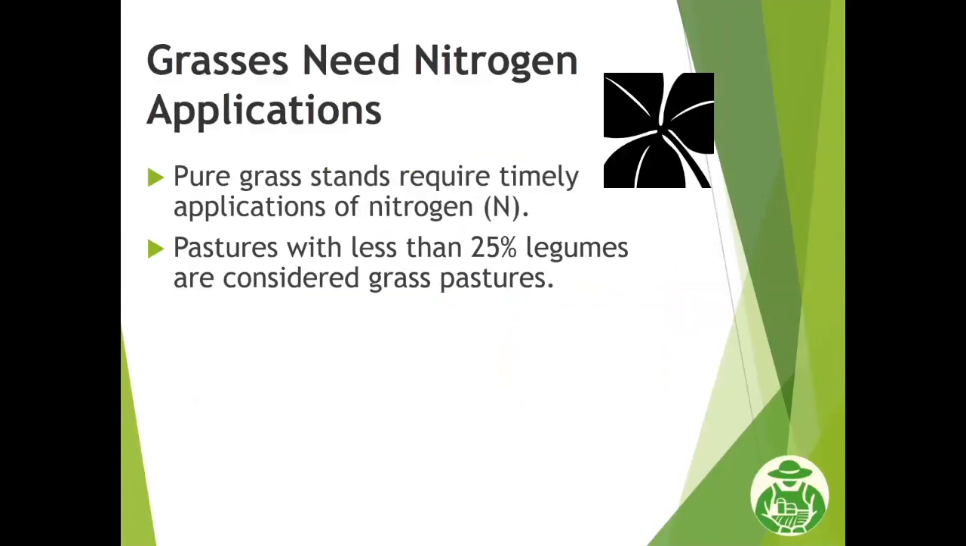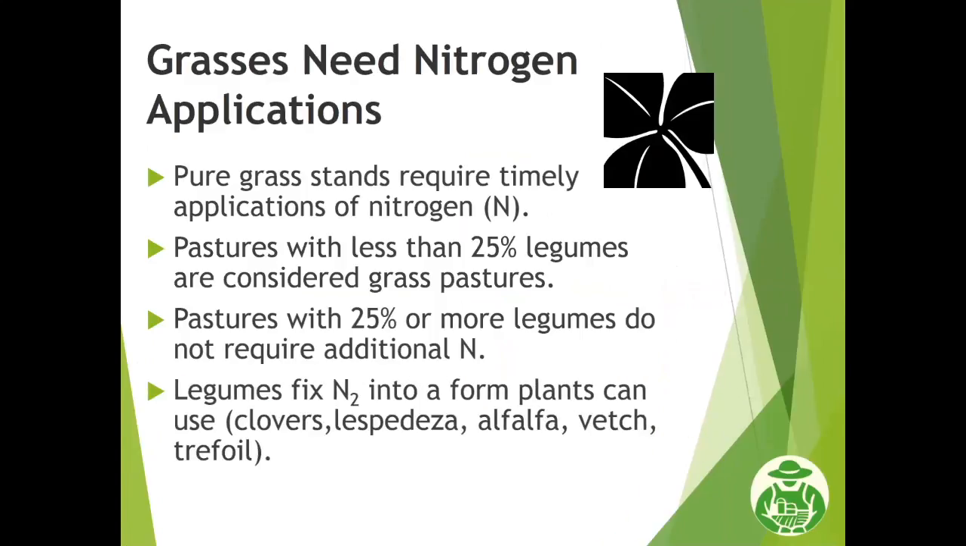Now, if your pasture is a pure grass stand, it is going to require some applications of nitrogen in the form of commercial fertilizer or manure to continue to be productive. Pastures with less than 25% legumes are considered a grass pasture. And if your pasture has over 25% legumes, you typically don't need that additional nitrogen.